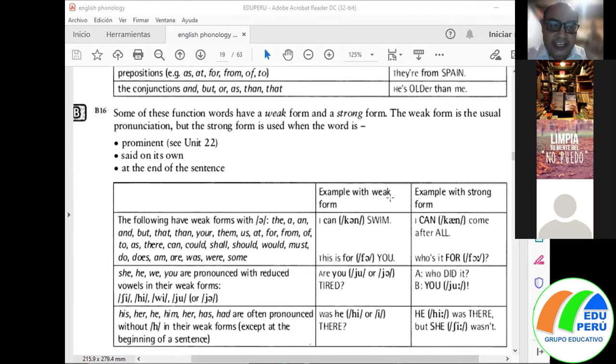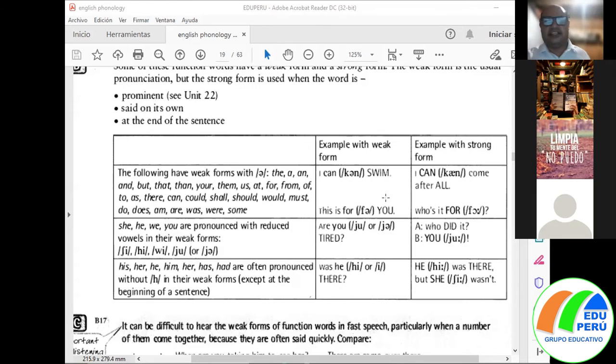Notice, the first case is when it's prominent. Set on its own means that it's alone. There is no other word around this word. It's just a function word. And the third case is when they appear at the end of a sentence. Notice the examples below in the table. You have here in the second column the weak form, and in the third column the strong form when they are stressed. Remember, the weak form is the way that we pronounce this word the most. And the strong form is used only in these three cases that we have seen before: when they are prominent, when they are set on their own, and when they are at the end of a sentence.